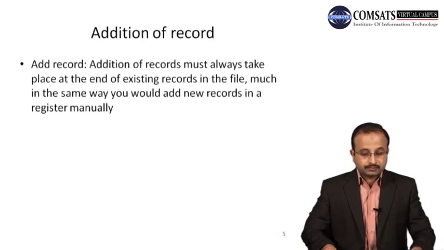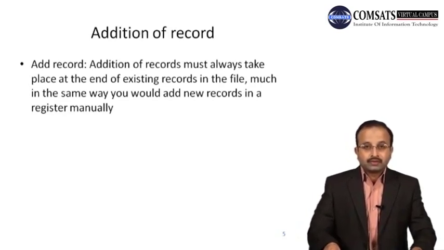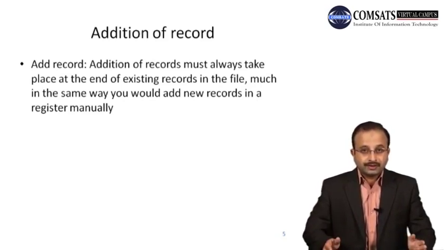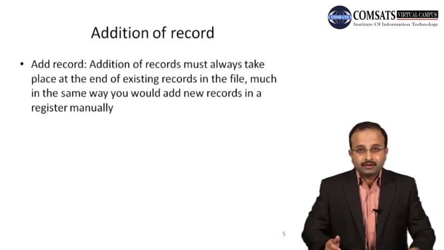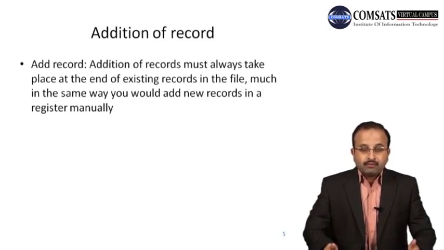Addition of record. So addition of a record must always take place at the end of existing records in the file. For example, if you open the file, all the contents of the file are placed in the buffer, and a buffer is a place in the memory that contains the file content. We have a file pointer that points to a structure of type FILE, and within that structure we have a character pointer that points to the buffer where the content of the file is present. And if we want to add something in the file, we have to add at the end of the file.